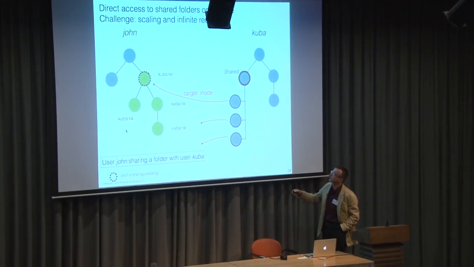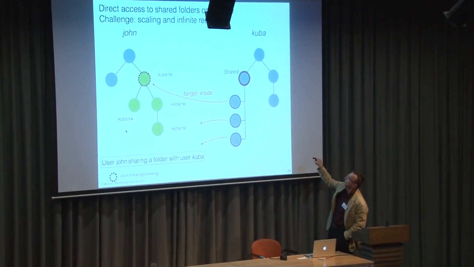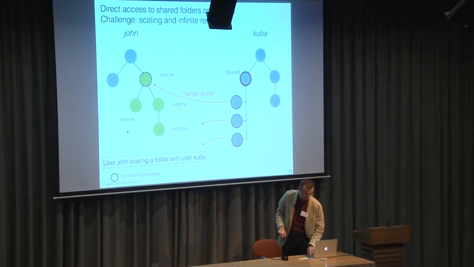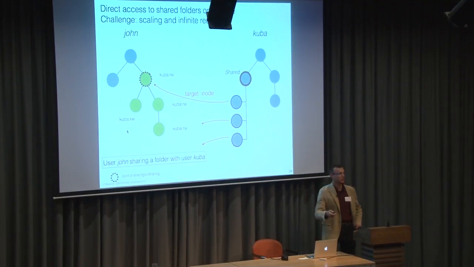Now, what I mean is that if John shares something to Kuba, it not only sets the ACLs, but also in my namespace, these shared folders start appearing. Okay, this means that I can have direct file access to it. I can have access from Swan, for example, and this can be automatically synchronized. Of course, here you immediately see that there are two very interesting challenges.